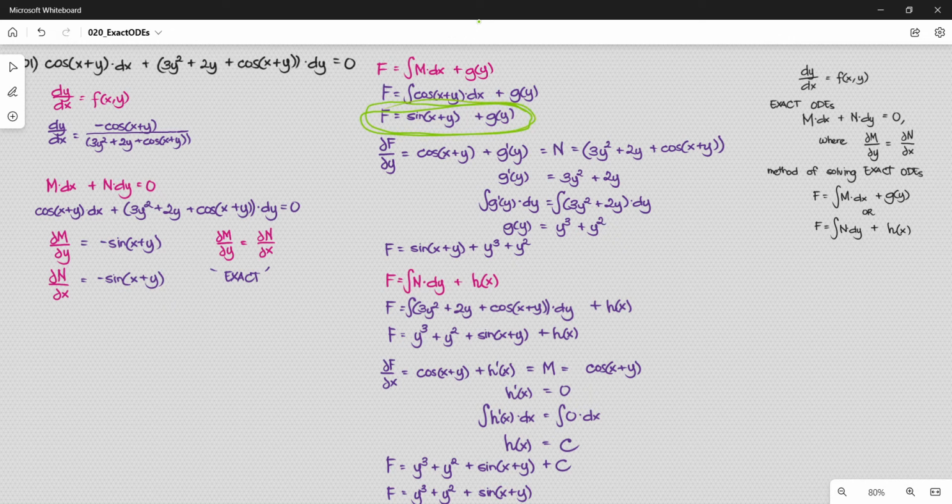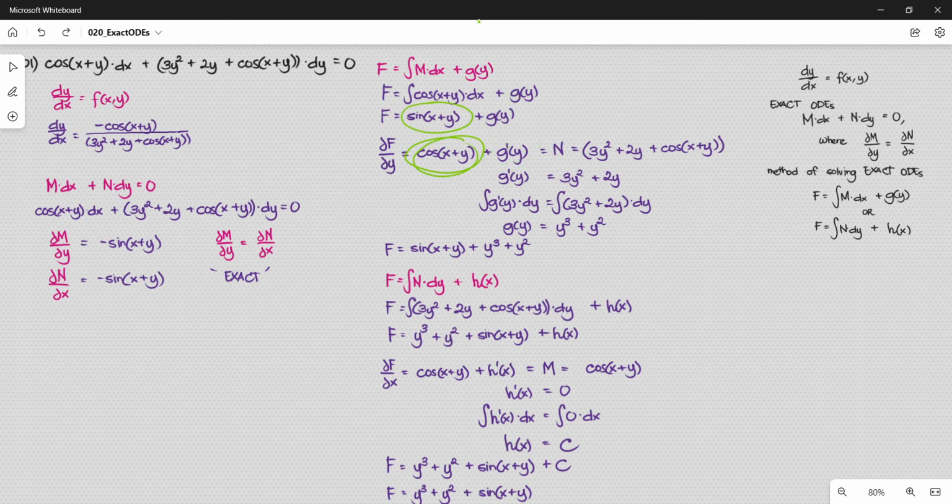Pero gusto pa nating malaman kung ano yung g of y na to. Para malaman yung g of y na yan, kunin natin yung partial derivative nitong buong to with respect to y. So, i-hold natin yung x as constant. Okay. Ang derivative nito with respect to y, ang derivative ng sine is cosine. Tapos ito, isulat natin yung derivative niya as g prime y, so may prime dito sa taas.